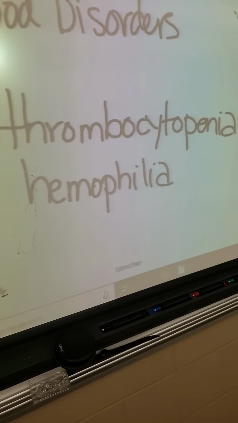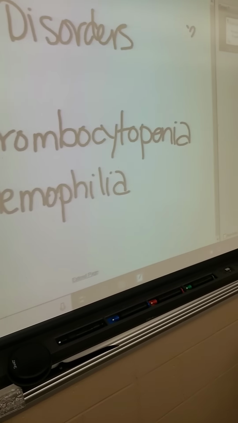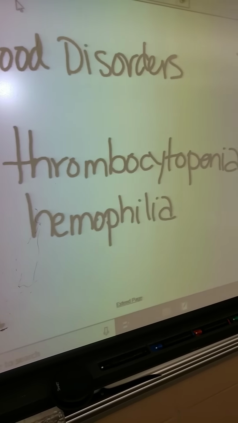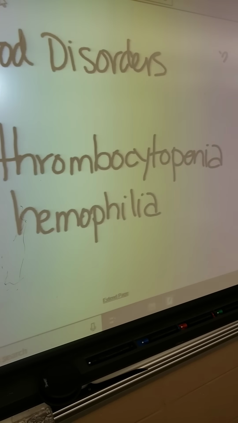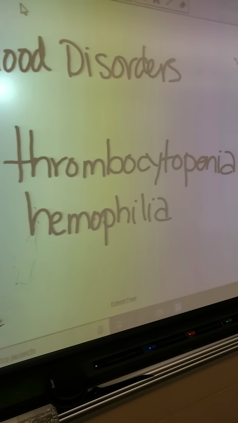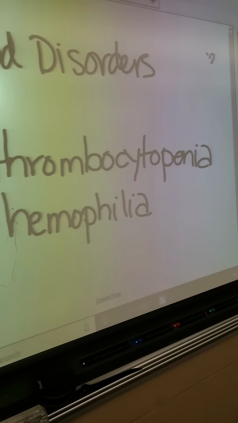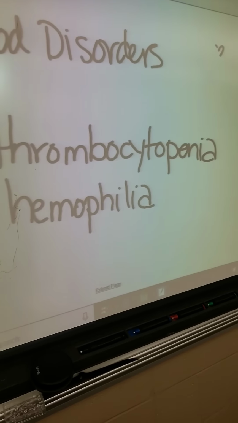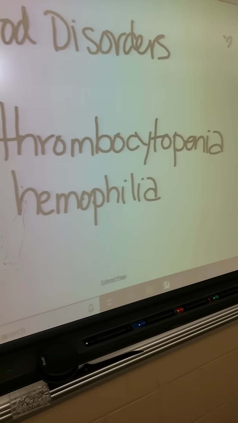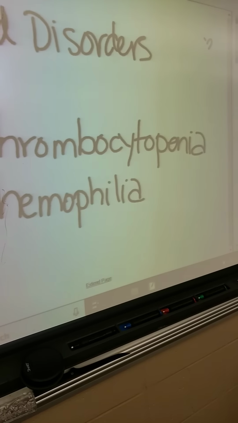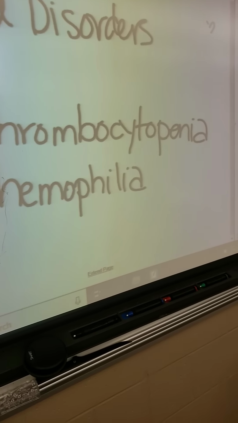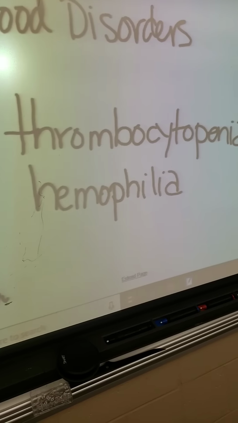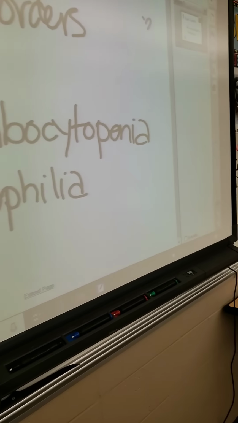So thrombocytopenia results in the insufficient number of circulating platelets, meaning you don't have enough platelets. And then hemophilia is sometimes called free bleeders. You actually lack different factors that are needed for clotting. So you don't have platelets, you don't have enough prothrombin, you don't have enough fibrinogen. And usually hemophilia is a hereditary disorder.